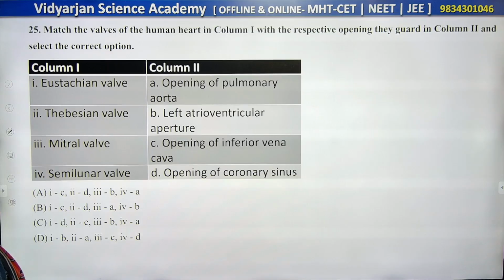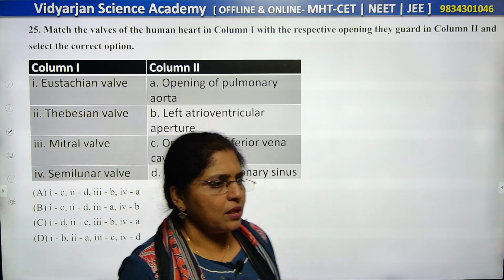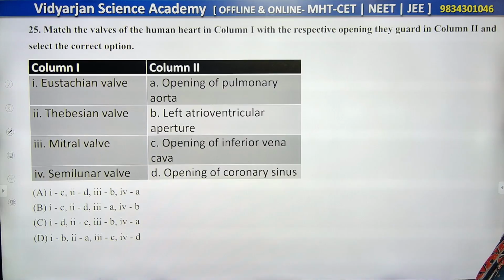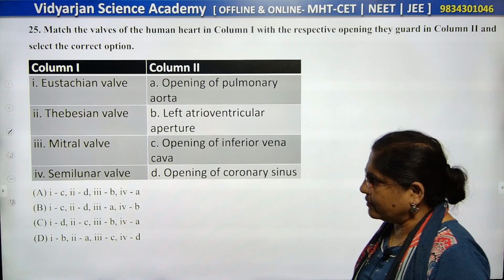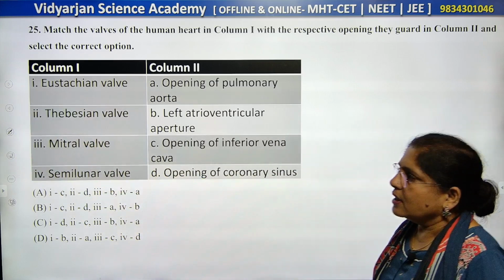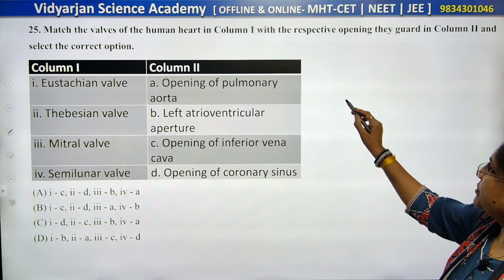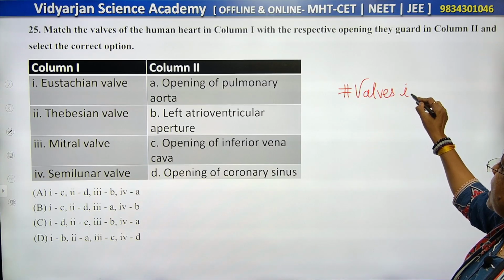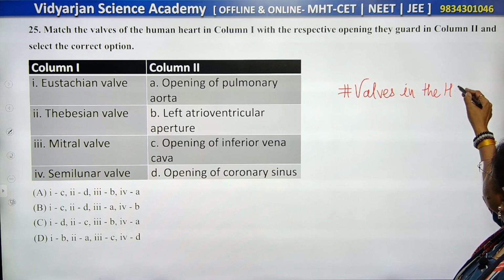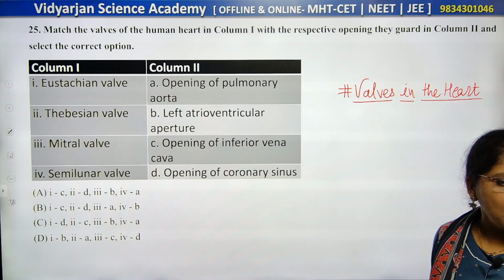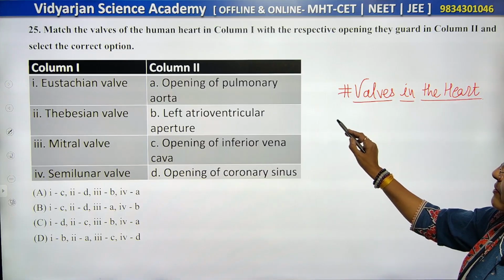In case of heart, they have given here the walls. Walls are given, and they have given the exact position where it is. So a very, very important thing is how many types of valves are present in the heart. Valves in the heart.